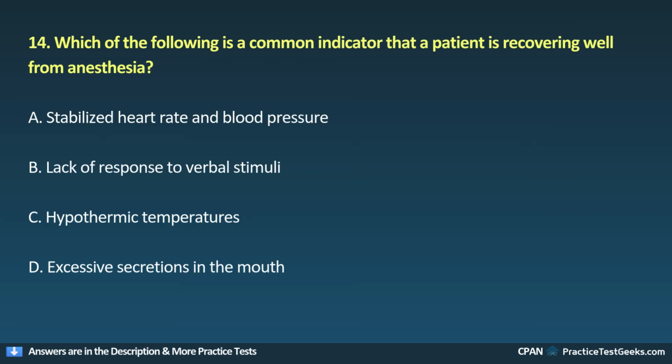14. Which of the following is a common indicator that a patient is recovering well from anesthesia? A. Stabilized heart rate and blood pressure. B. Lack of response to verbal stimuli. C. Hypothermic temperatures. D. Excessive secretions in the mouth.